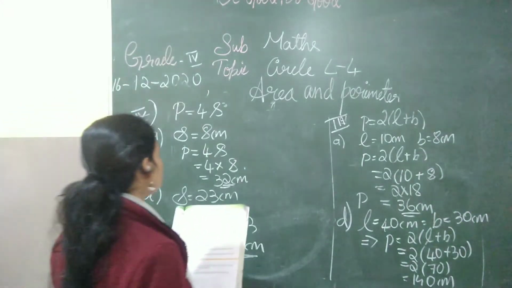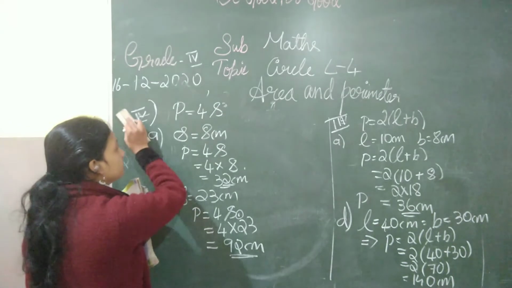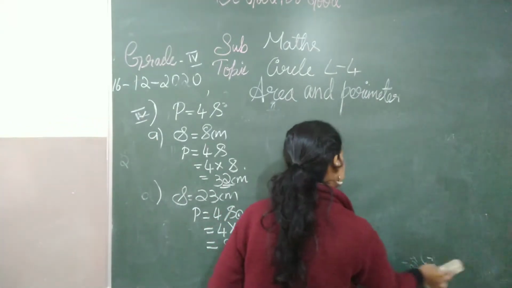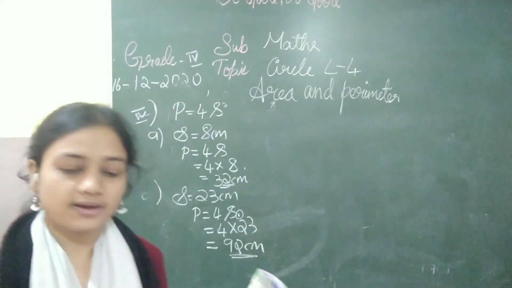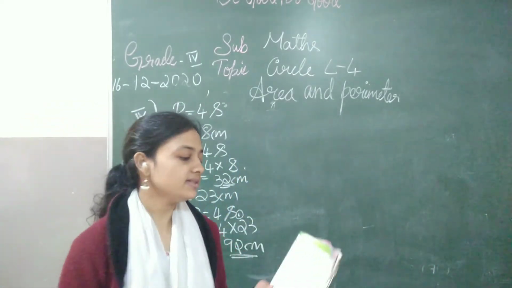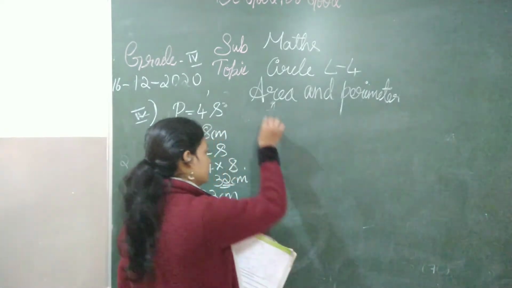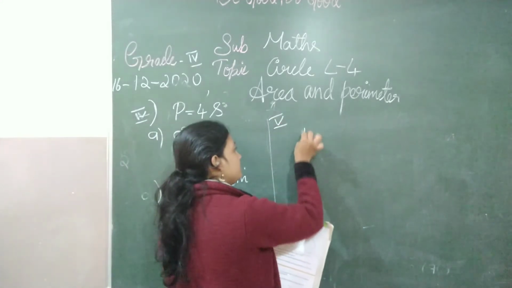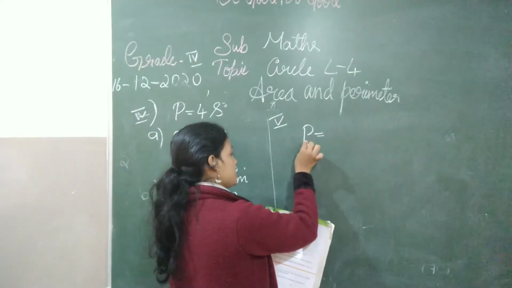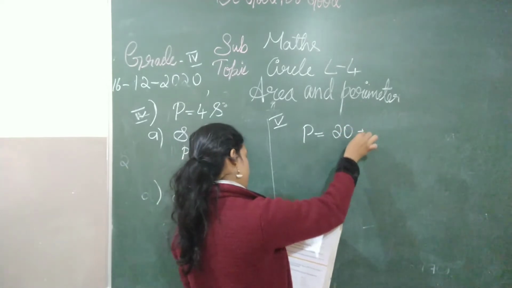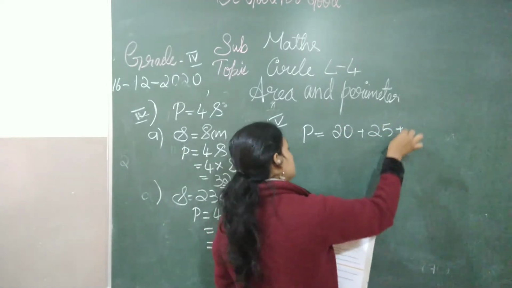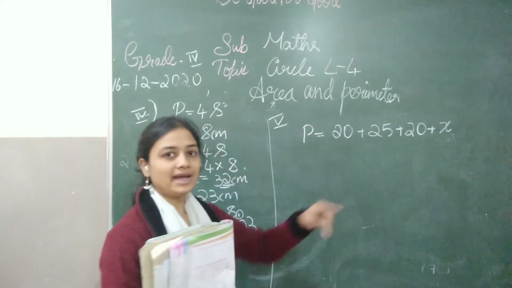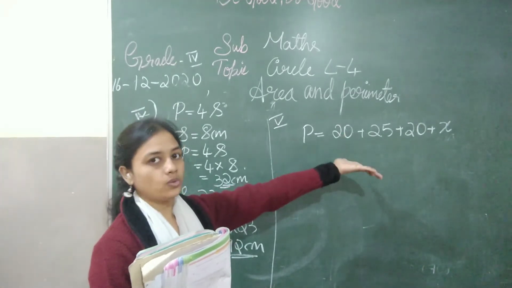Find the length of the missing side of the shape. So I'll rub this. So you can see the shapes here. They have given the three sides and they have given the perimeter is equal to 90. So we have to find the fourth side. So let me take perimeter is equal to all the sides, right? P is equal to 20 plus 25 plus 20, and I don't know what the fourth side is. That I will write as X, because I don't know what it is.